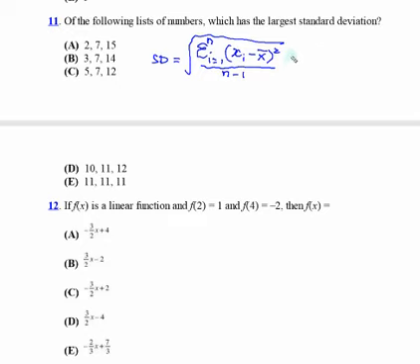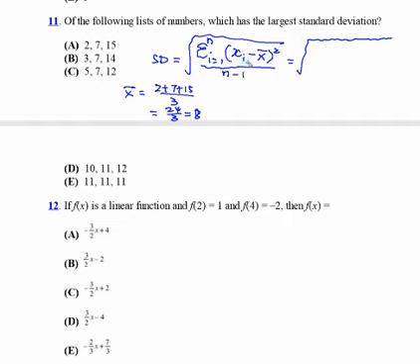Okay, now just to do one example, first of all, let's do the A. This one is the mean. So what you do is x bar is equal to 2 plus 7 plus 15 divided by 3. That will give you 24 over 3. You got an 8.